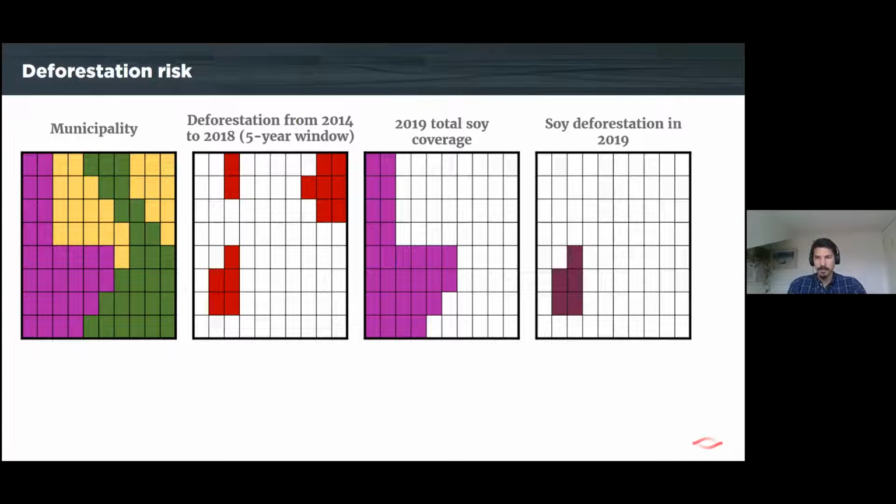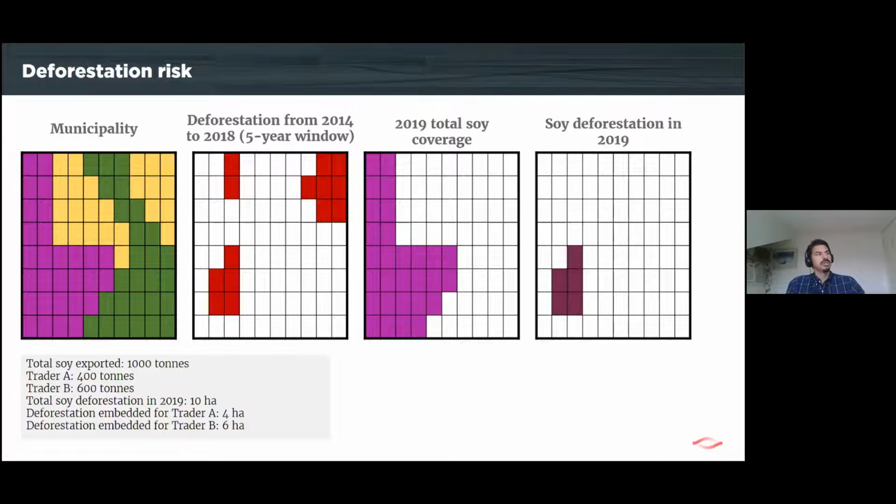associated with soy. Great. So then the next step is to allocate that risk, that deforestation, to the companies that trade soy from these municipalities. Let's assume that this municipality traded around 1,000 tons of soy, and there were just two traders purchasing soy from that municipality. Trader A purchased 400 tons, or 40% of the soy produced in that municipality, and trader B 600 tons, 60% of the soy produced in that municipality.